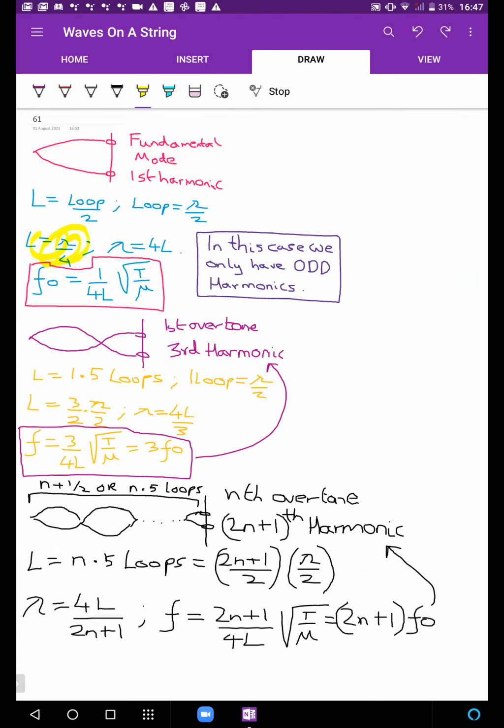अब इसमें as you look at subsequent overtones, what you'll find is you keep adding one loop. So now 1.5 loops are equal to the length. The length is 1.5 loops, और loop के जगह lambda by 2 डाल दो. The length is 3 lambda by 4, and accordingly lambda is 4L by 3, and accordingly इसका frequency आ गया 3 by 4L root T by mu.